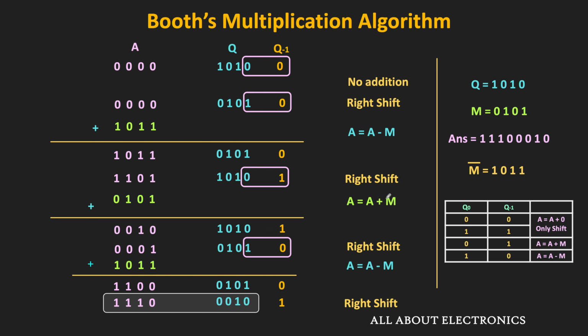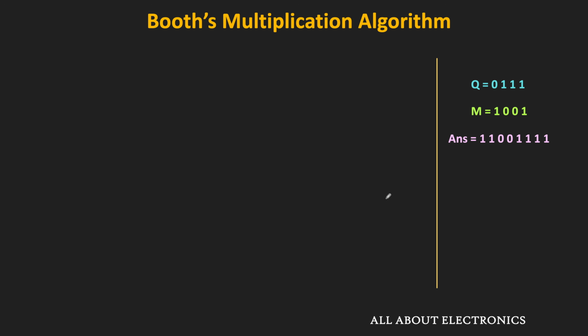So in the second example, if we see the multiplier, then that is equal to 0, 1, 1, 1 and the multiplicand is equal to 1, 0, 0, 1. That means if we see the value of the Q, then that is equal to 7 while the multiplicand is equal to minus 7 and the answer will be equal to minus 49 or in the 2's complement form that is equal to 1, 1, 0, 0, 1, 1, 1, 1.